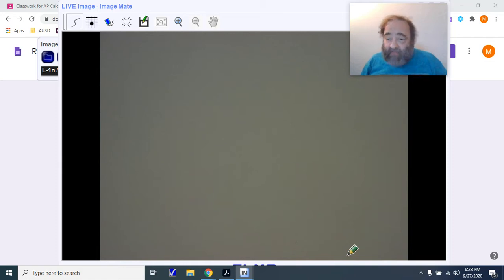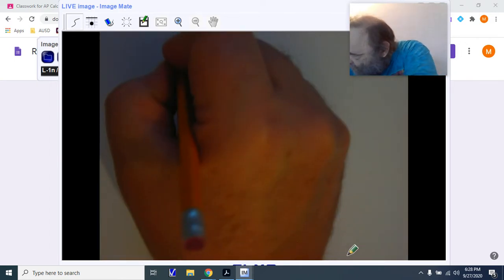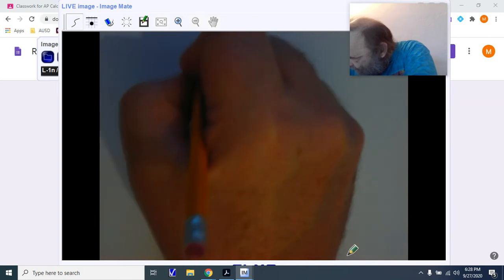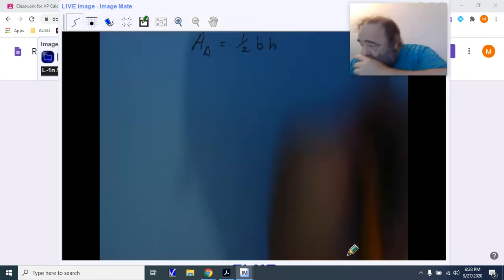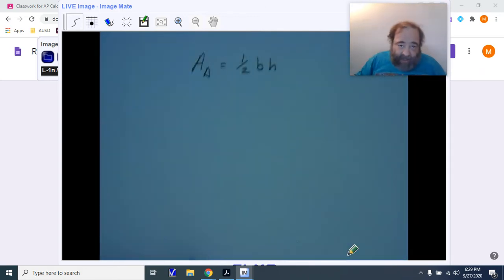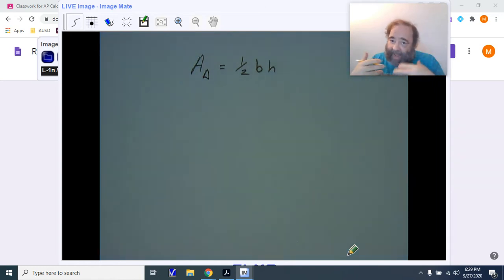Related rates is a fairly big concept because there are lots of situations where things change with relationship to others. For example, let's take the formula for a triangle's area. Area of a triangle is 1/2 base times height. So we can clearly see that the area is going to be a factor of the base and the height.